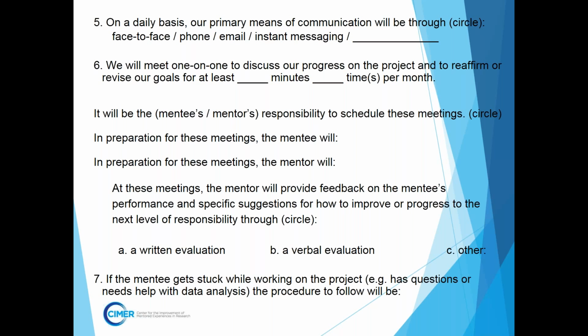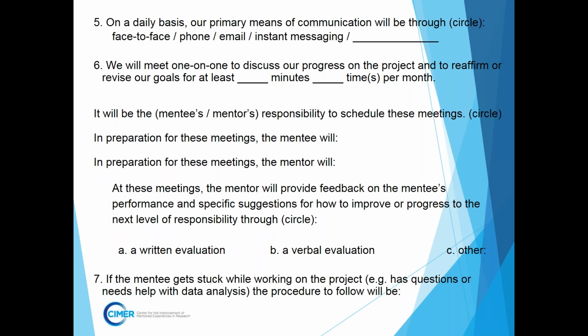And this is one that gets people really tripped up: whose responsibility is it to schedule the meeting? We have many mentees who say, well, my mentor didn't email me to set that up. And then we often encourage mentees, say, no, that's your responsibility. But to right up front, say, here's whose responsibility it is. And here's how you're going to prepare. Are you going to come with an agenda, a list of questions? Are you going to come with an update on your work? Are you going to come in with some slides? And how's the mentor going to prepare? And at these meetings, the mentor is going to provide feedback on performance and suggest how to improve. And are you going to provide a written evaluation, a verbal, or something else?